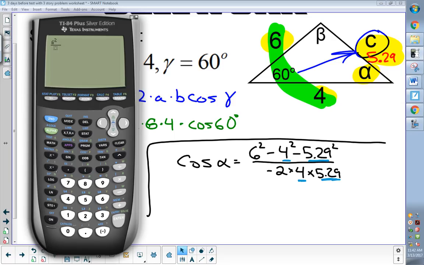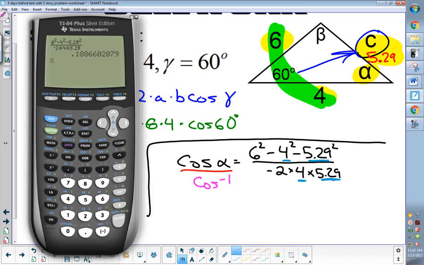So 6 squared minus 4 squared minus 5.29 squared. On bottom, it's negative 2 times 4 times 5.29. There's my whole setup. You hit enter. I get that. Does that look like an angle? No, because it's not. What that is right there is cosine of alpha. What do I need to do with that answer still to get alpha by itself? Inverse cosine. So I'm going to go second cosine, second answer. Type it in, hit enter. Alpha is 79.1 degrees.